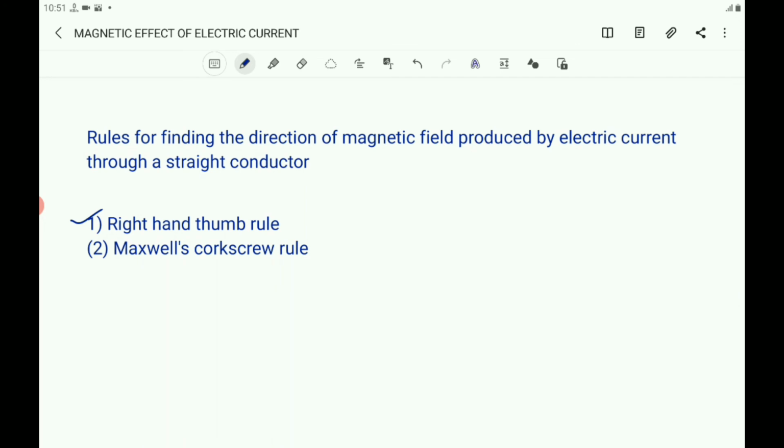The statement is a little different here. The right hand thumb rule and Maxwell's corkscrew rule are the two rules for finding the direction of the magnetic field produced by electric current through a straight conductor. These two are the convenient ways of finding the direction of magnetic field associated with a current carrying conductor.